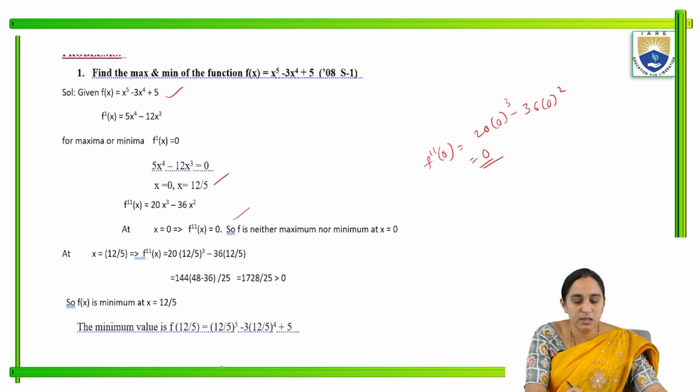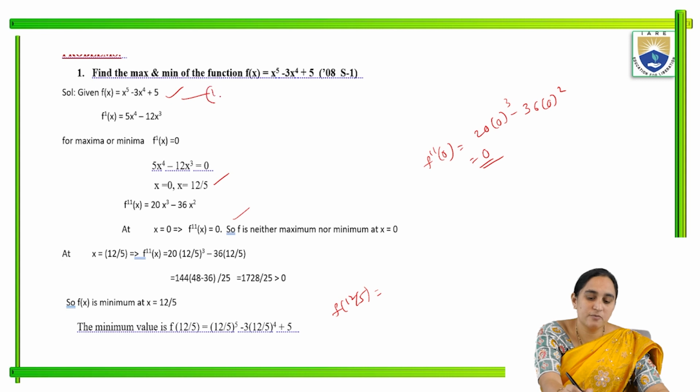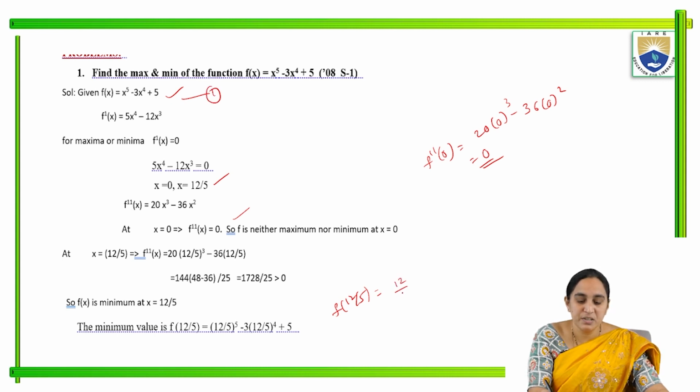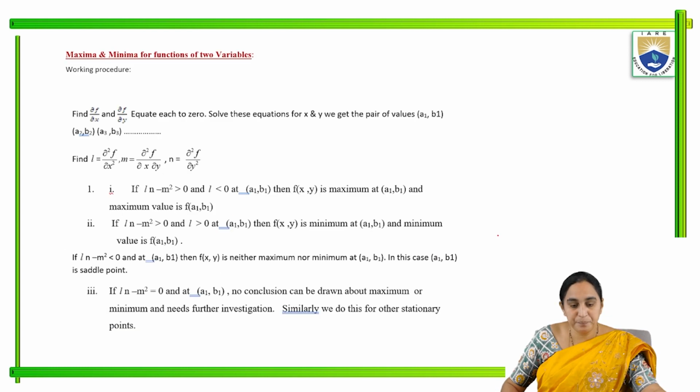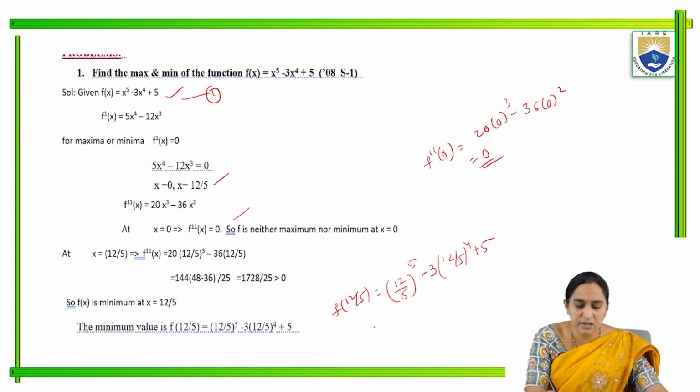I'm substituting there, that is f of 12 by 5 is equal to, let us take this as the first equation, 12 by 5 whole power 5 minus 3 into 12 by 5 whole power 4 plus 5. For that, the answer is the required minimum value of the function. This is the condition for the minimum. That means for the given function, the minima exists at x is equal to 12 by 5, and at x is equal to 0, there is neither maxima nor minima.